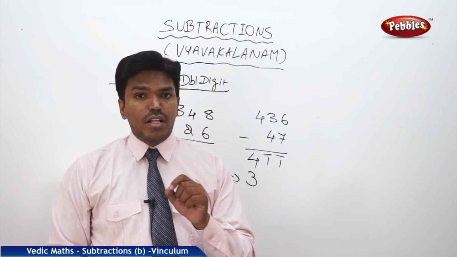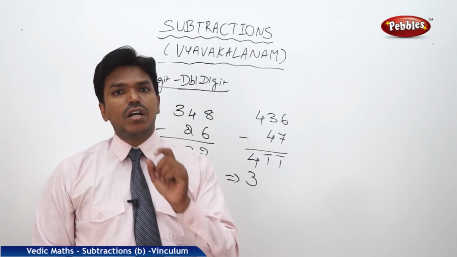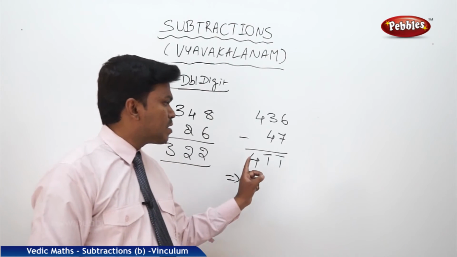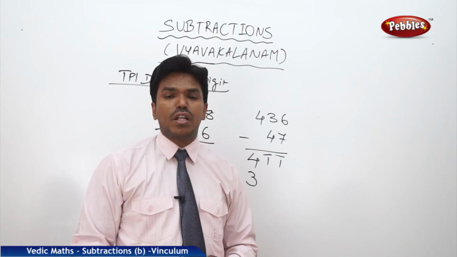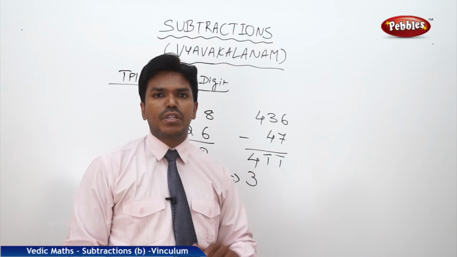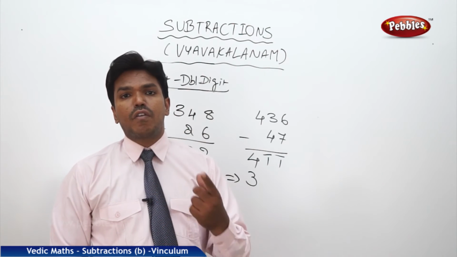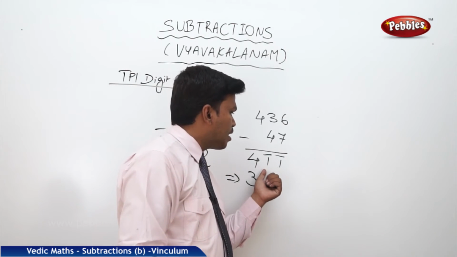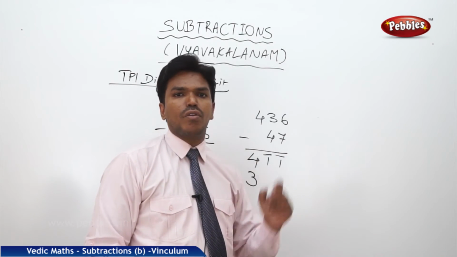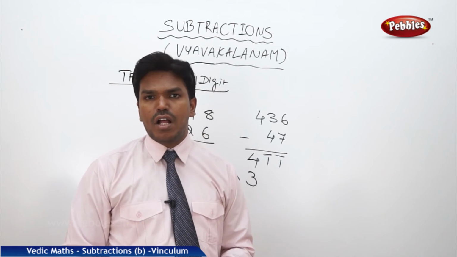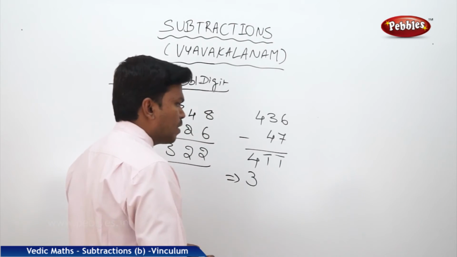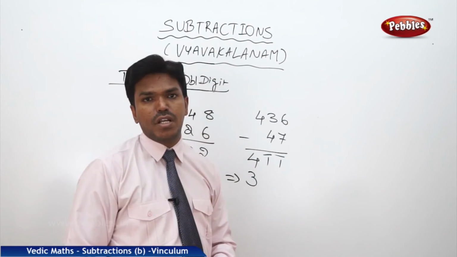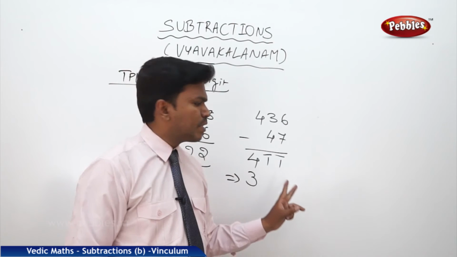Just like we discussed, whenever the Vinculum or the bars are on continuous numbers, we apply all from 9, last from 10. Once again I am telling, whenever the numbers are getting continuously bars on them, apply all from 9 and last from 10. Now there are two numbers continuously having Vinculum on them, so just apply all from 9, last from 10 for these two numbers.